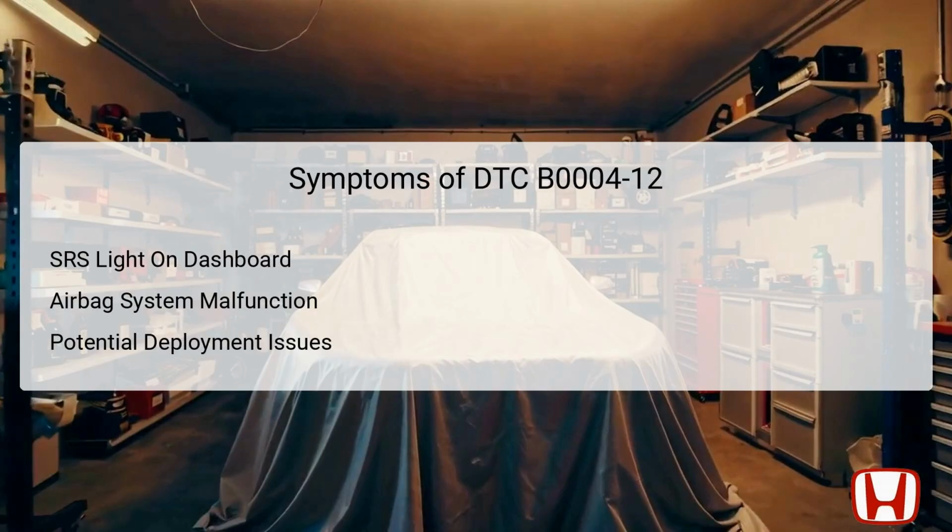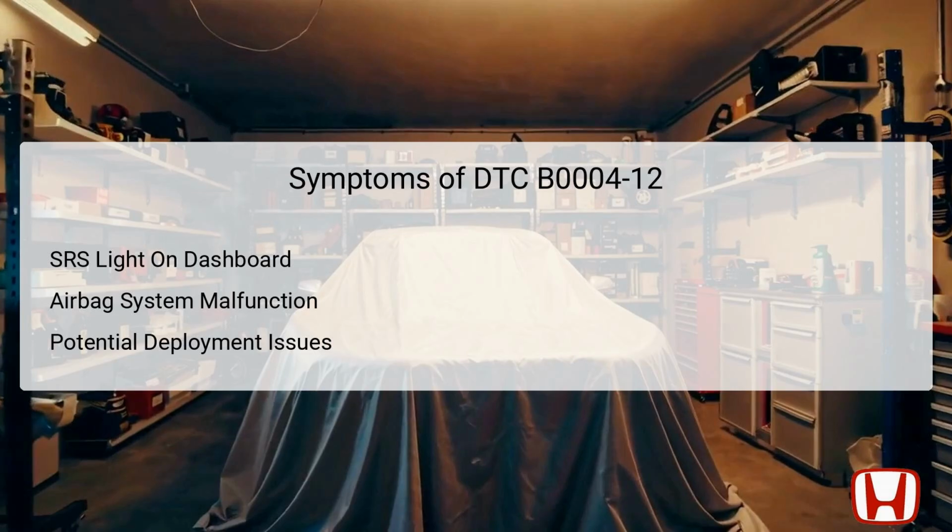Symptoms associated with DTC B0004-12 mainly include the illumination of the SRS indicator light on the dashboard. This warning signal indicates that there is an issue with the airbag system. Additionally, there may be general airbag system malfunctions, where the system may not deploy correctly in the event of a collision, posing a serious safety risk.